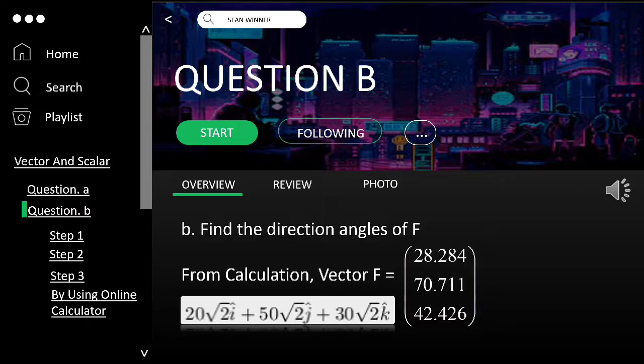Okay, we go to question B. Find the direction angles of F. From the calculation, vector F is 20 square root 2 I plus 50 square root 2 J plus 30 square root 2 K, or we can write it in the modern method as 28.284, 70.711, and 42.426.